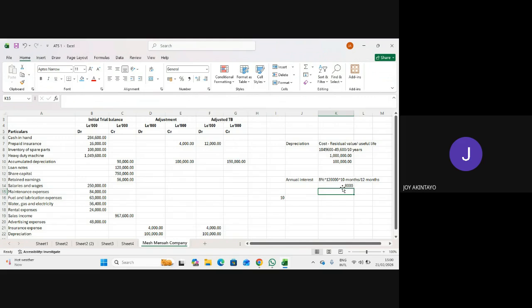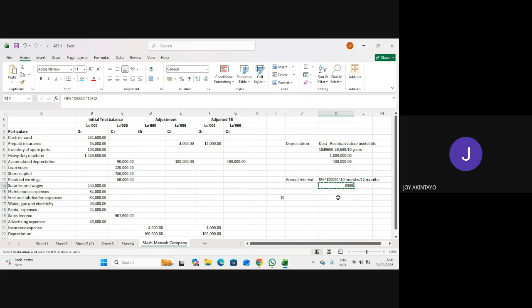Pick your calculator. 8% times 120,000 naira times 10 divided by 12 months. What is your value? It's the same thing, 8,000. That's 8,000 naira. I want you to confirm.